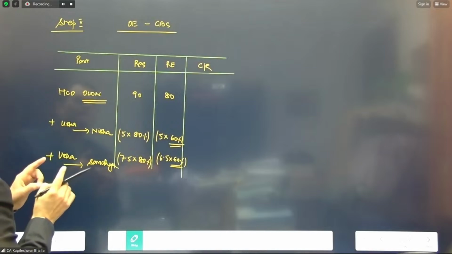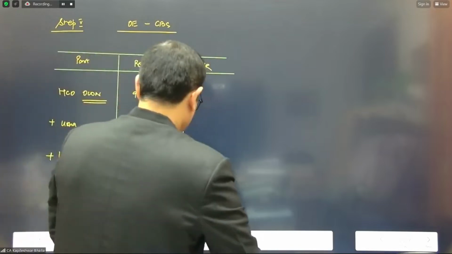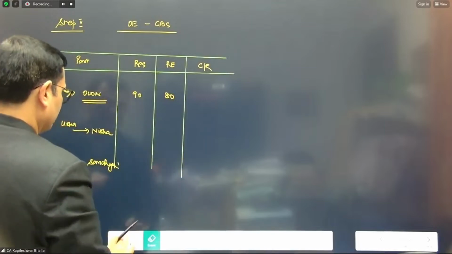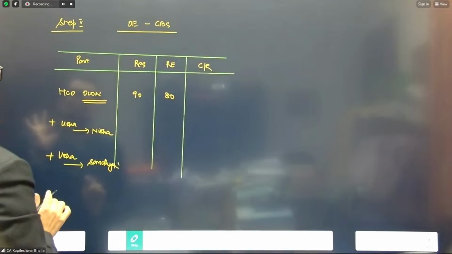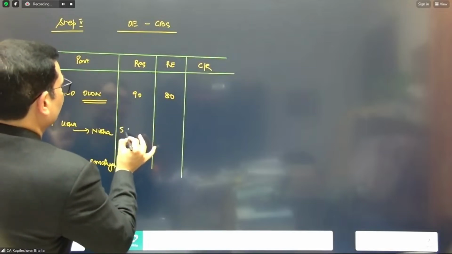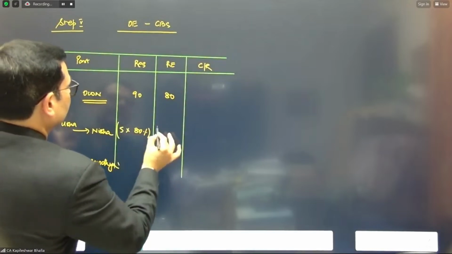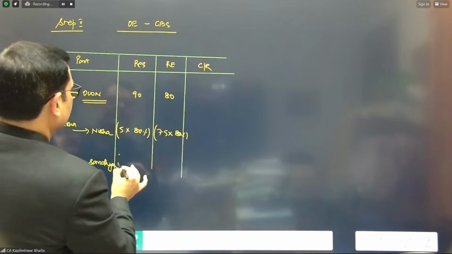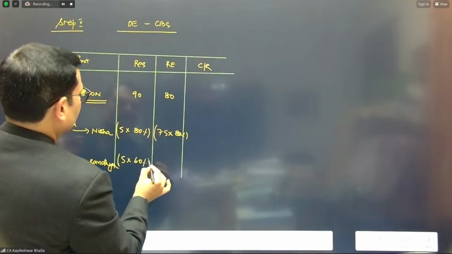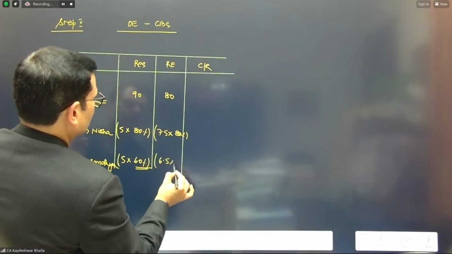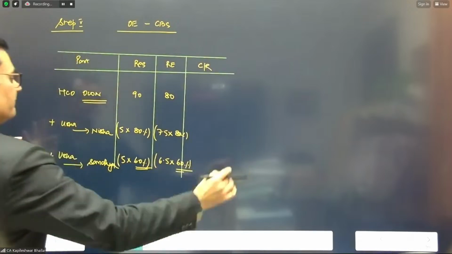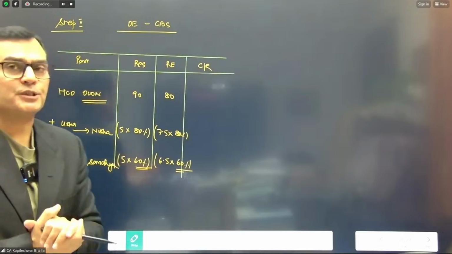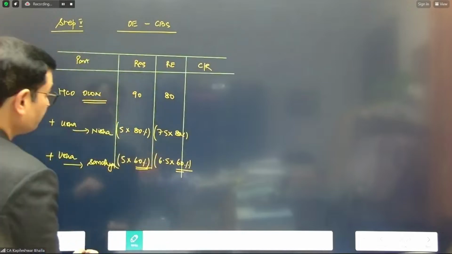Oh, I think I've taken it the other way around. Let me just rectify the figures. We have got different columns. So first, let's go to Usha in Nisha. So this is, I think, 5 into 80, and this is 7.5 into 80. And this is, I think, 5 into 60, and this is 6.5 into 60. I hope the figure is taken correct. So Usha in Sandhya is 60 and Usha in Nisha 80. I hope the calculations are correct.